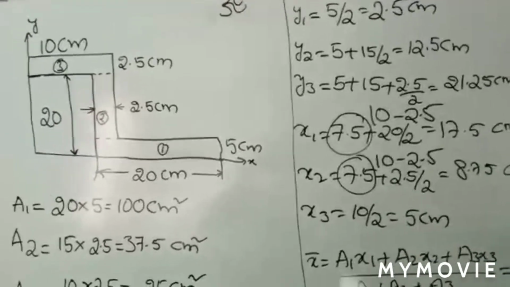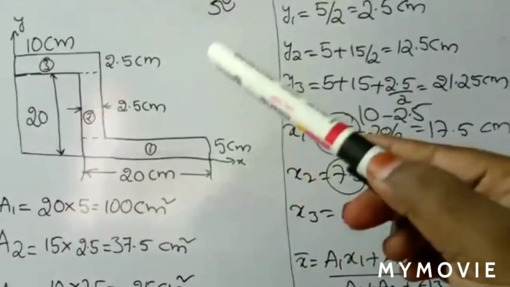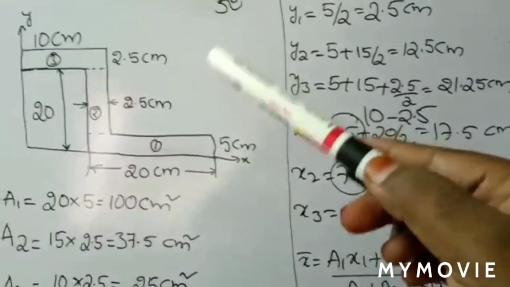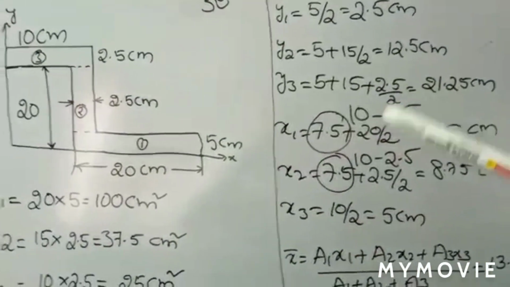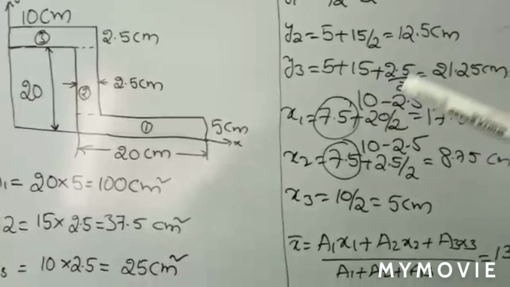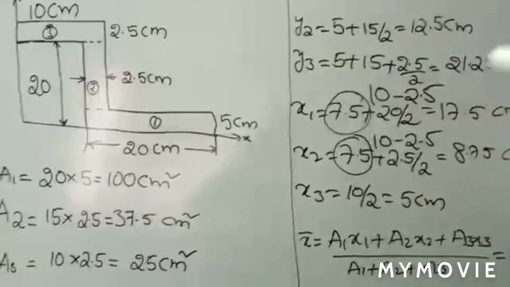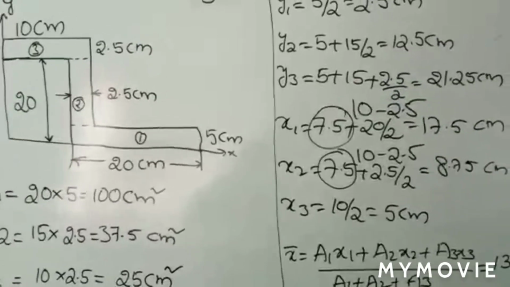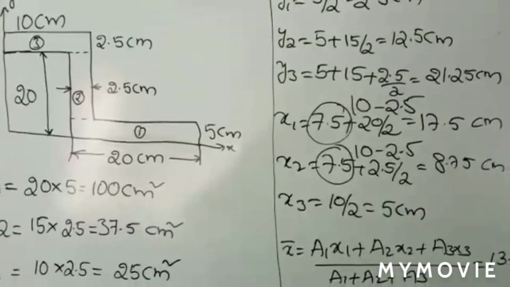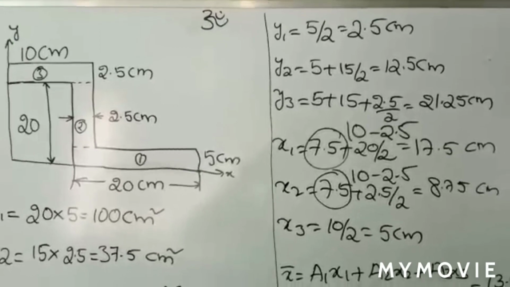Next, y3. y3 means block 3. Block 3 is 2.5 centimeters, so the centroid value is 2.5 by 2, right? Now, those 2.5 centimeters from the bottom, how much is the distance? That means 5 plus 15. So 5 plus 15 plus 2.5 by 2. That is 21.25 centimeters.